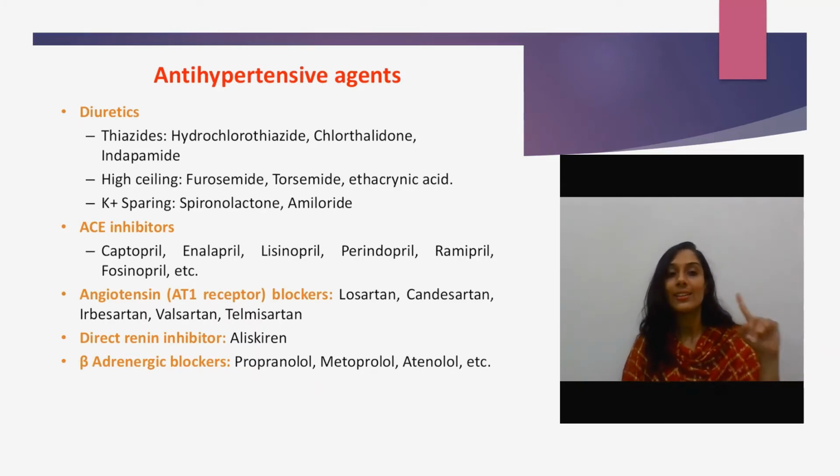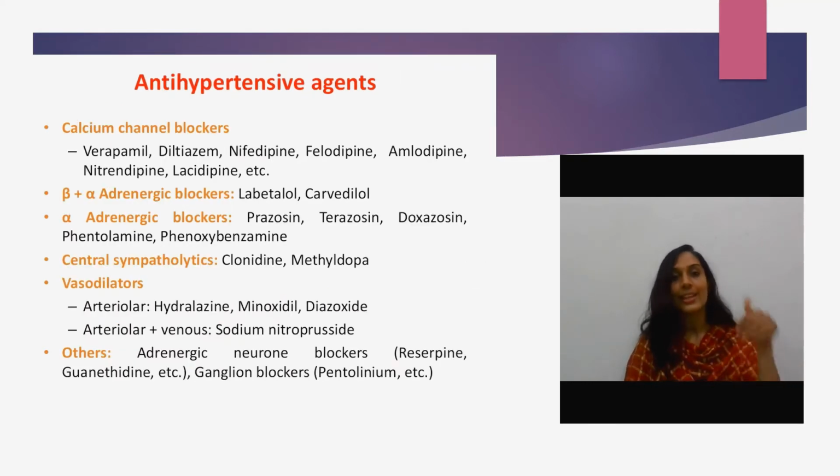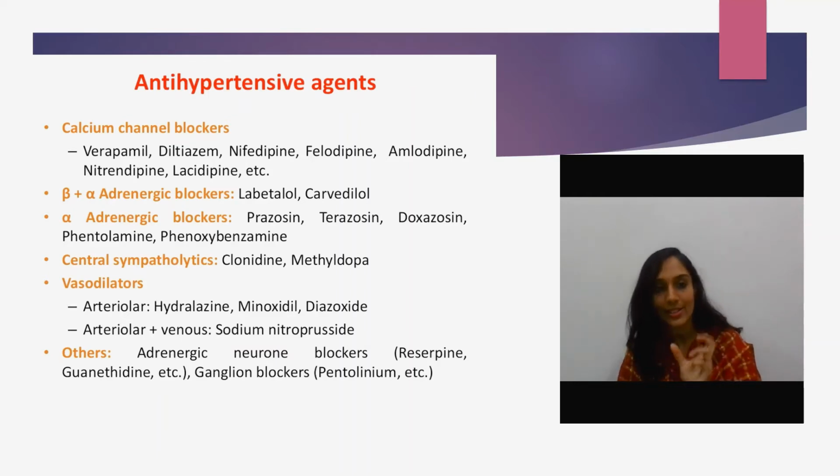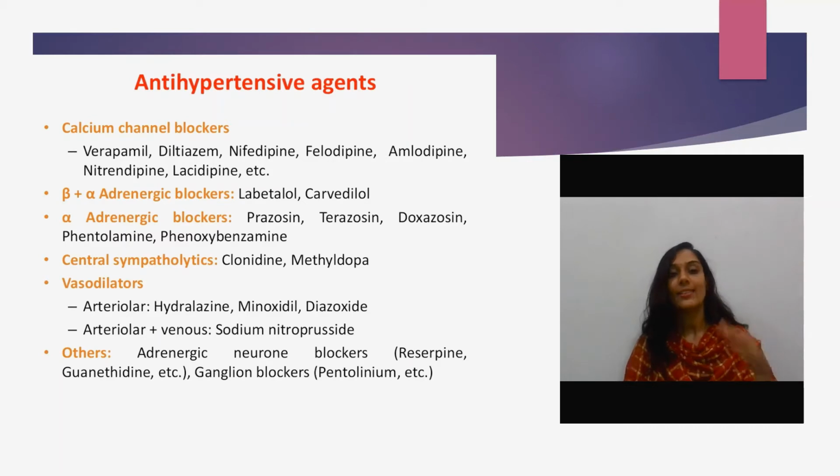First, A: ACE inhibitors or angiotensin receptor blockers. Then B: beta adrenergic blockers. Then C: calcium channel blockers. D: direct renin inhibitors or diuretics. You can remember this as A, B, C, D, E. Then beta and alpha adrenergic blockers, alpha adrenergic blockers, central sympatholytics, vasodilators, and some others, for example adrenergic neuron blockers and ganglion blockers, which also act as anti-hypertensive agents.